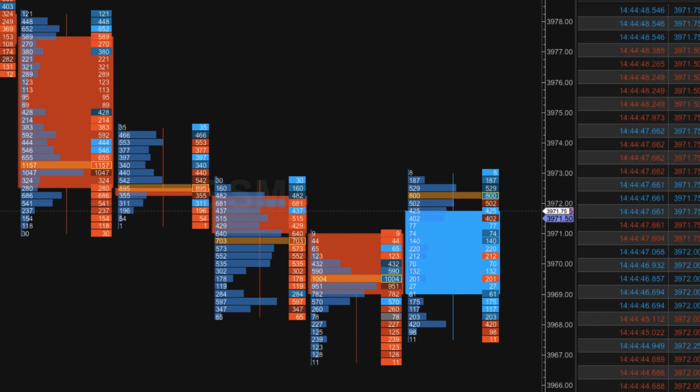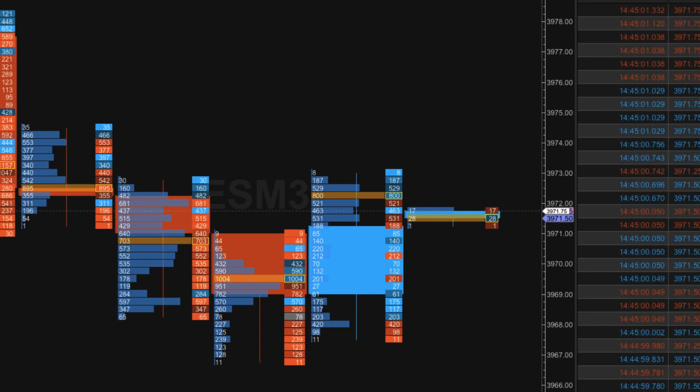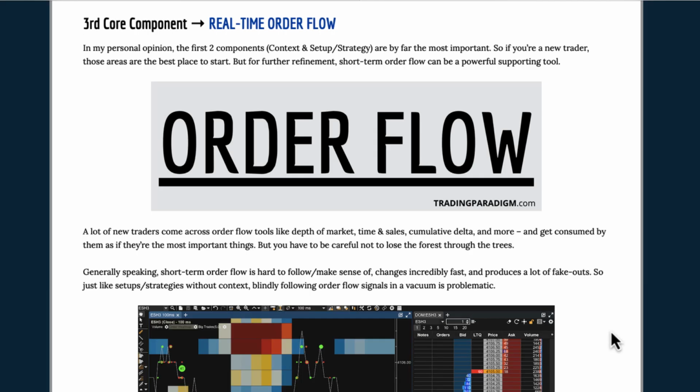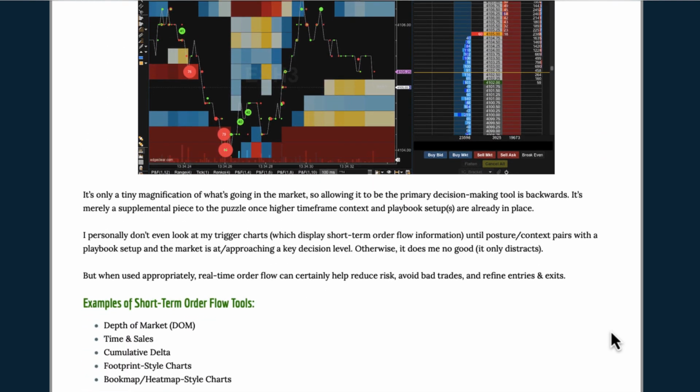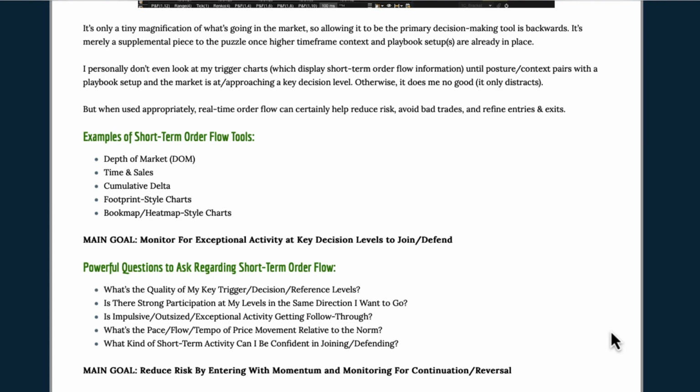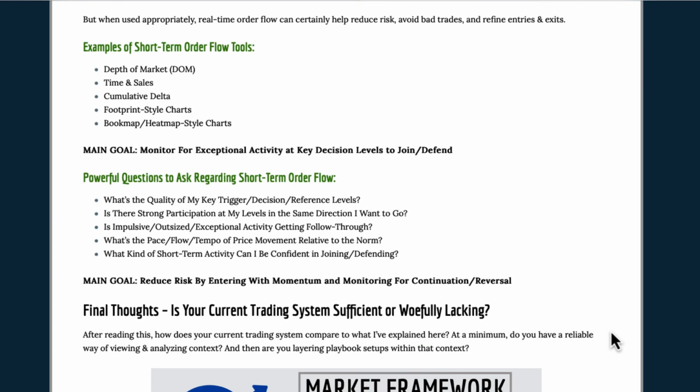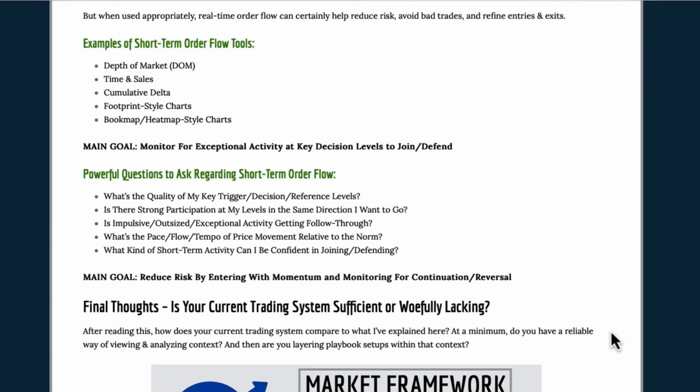To me, it's a supplemental piece to the puzzle if and only if context and playbook setup are already aligned. Then I might use it to pinpoint a better entry and help reduce my risk. But otherwise, it's only a tiny magnification of the overall market picture. So using it as a primary decision-making tool is backwards. And again, I have some examples and questions to ask yourself in regard to order flow listed here. But what I typically use it for is to monitor for exceptional activity at key decision levels, to join and defend, and reduce risk by entering with momentum.